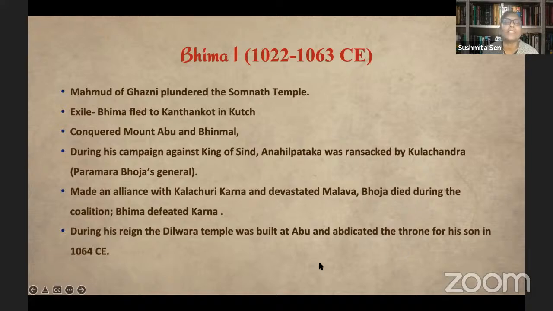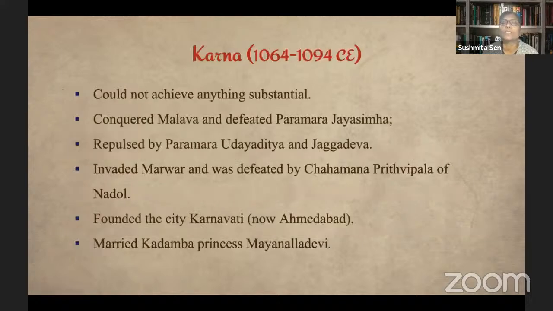And after everything got over, he went to fight with Karnadeva, who had helped him earlier, and defeated him. During his reign, his minister Vimala built the Dilwara temple of Mount Abu, and he abdicated the throne for his son in 1064 CE. His son was Karna, who could not achieve much in a substantial way, but he conquered Malwa again by defeating Parmara Jaisimha.